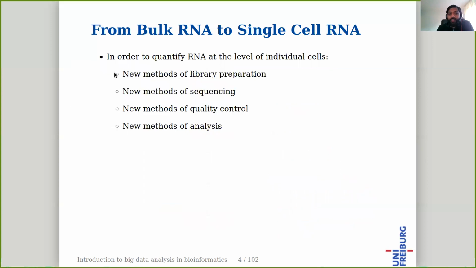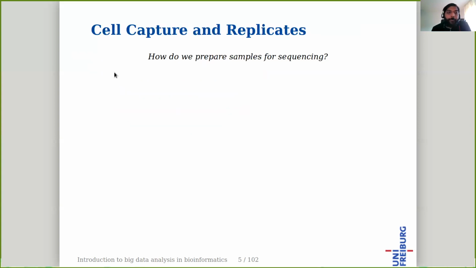The transition from bulk RNA sequencing to single cell RNA sequencing is not so trivial. A lot of new methods for library preparation had to be invented, and there are new methods for the sequencing, new methods for quality control, even for normalization, clustering, and so on. So there is a whole new set of methods, even bioinformatics methods, to detect these sensitive changes in the cells that we did not need for bulk RNA sequencing.